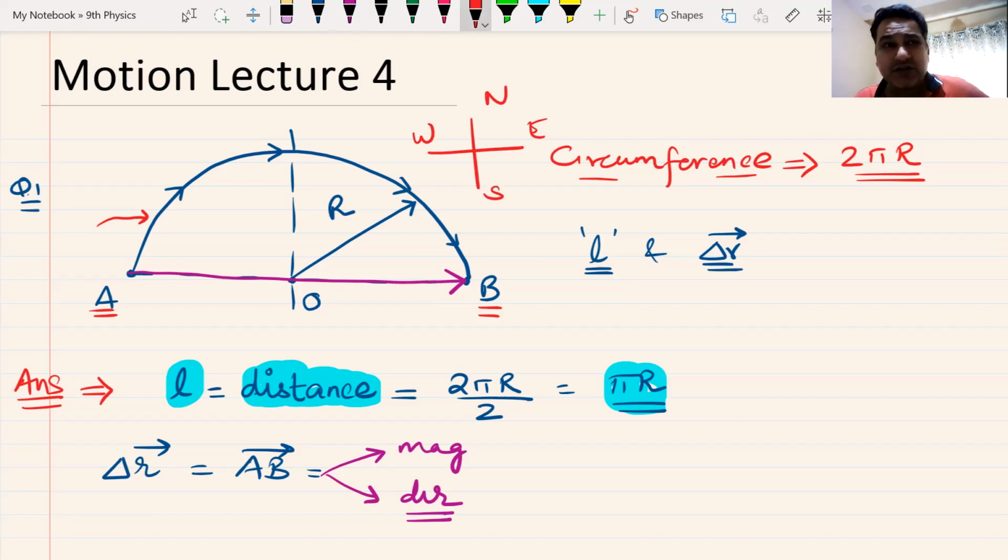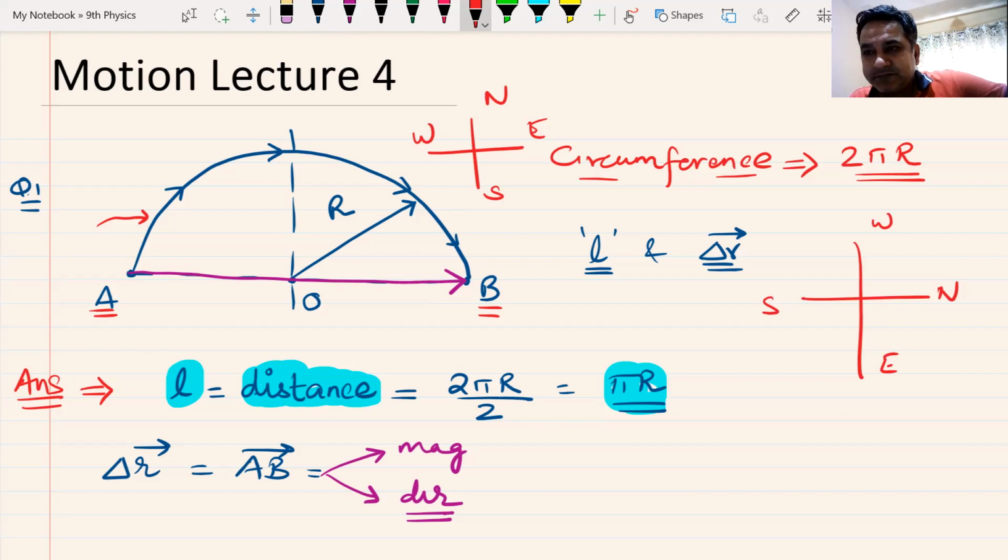Here the direction is not given, which is north, which is south. I can very well call this north, this south. Then this will become west and this will become east. Are you getting my point, Vedansh? Yes, sir. So you can't say direction like this unless direction is given to you.